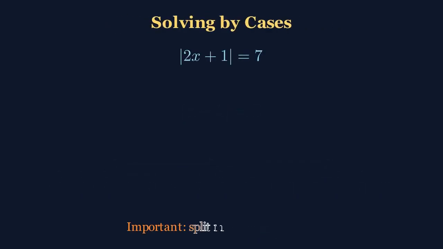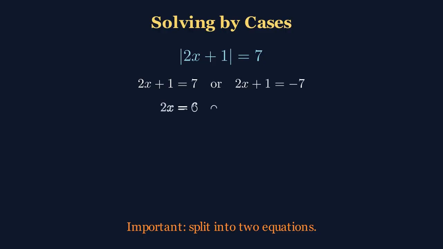Algebraically, we solve absolute value equations by splitting into two cases. For absolute value of 2x plus 1 equals 7, the inside expression can equal positive 7, or it can equal negative 7. So we solve 2x plus 1 equals 7 and 2x plus 1 equals negative 7. These give x equals 3 or x equals negative 4.